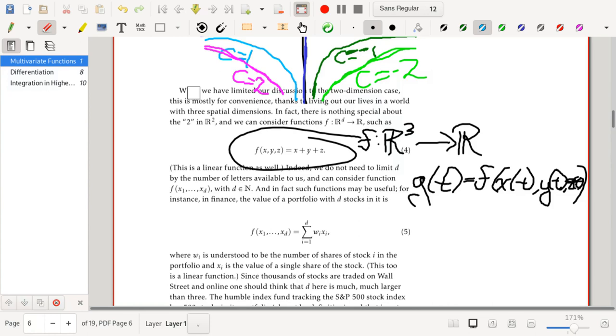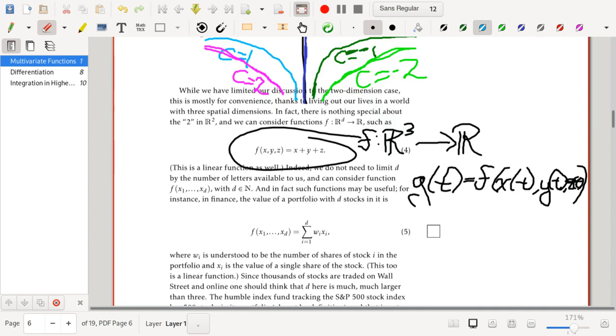But anyway, right here, this is a perfectly valid function. And it's going from Rd to R. In this case, the idea of this function is, okay, we have w_i, which are coefficients that correspond to the number of shares of a stock that we have. We're calling it stock i, and x_i is the value of a single share of that stock. So the total value of our investment in that stock is going to be w_i times x_i, and then we add up for all the stocks in our portfolio.